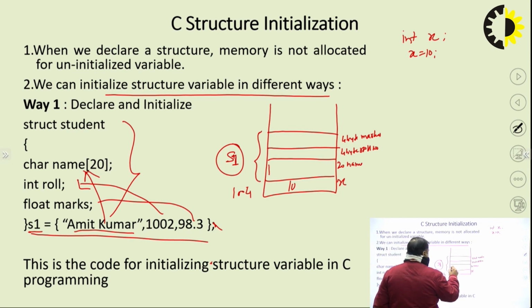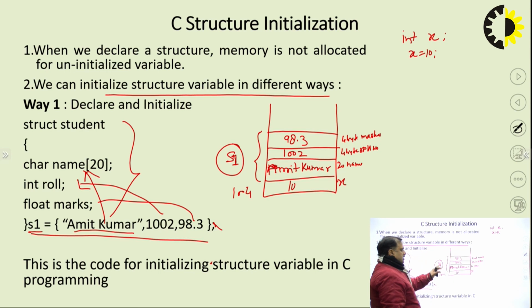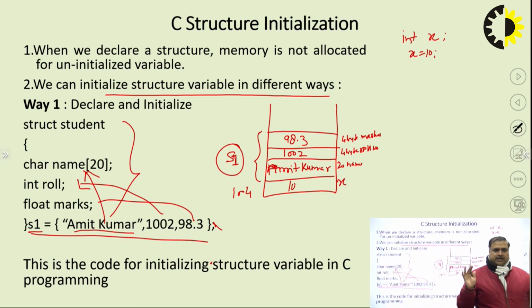The name will be stored in the name section, the roll number will be stored in the roll number section, that is 1002, and marks will be stored as 98.3. And this whole combined will be treated as a structure variable. So what we have done is combine 3 different kinds of members into a single entity, called s1, and this s1 is of type struct student. So we can initialize like this.